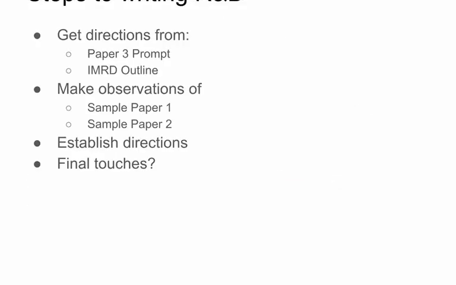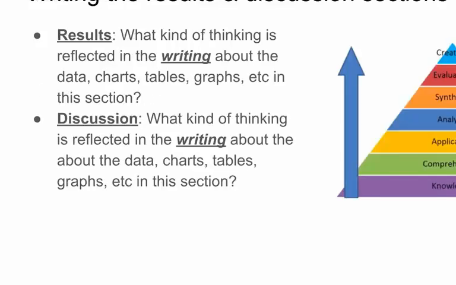So these are the slides that I included in the videos that I posted online. And based on what you know now, I'm reviving this triangle where there's the different types of thinking. In the results section, what kind of thinking is reflected in the writing about the data, charts, tables, graphs? What kind of thinking is happening in the writing? Any ideas?